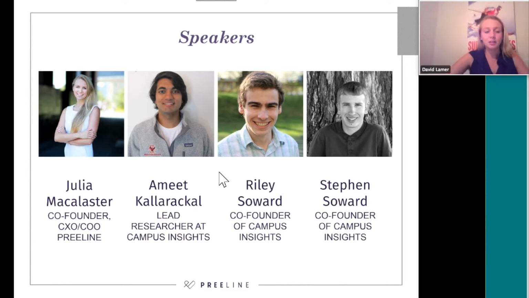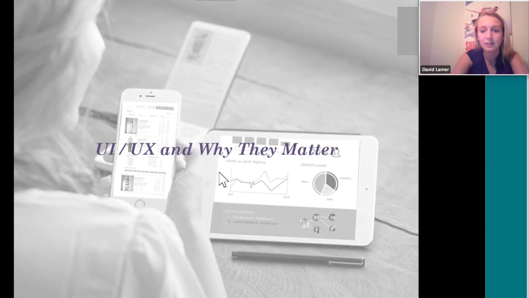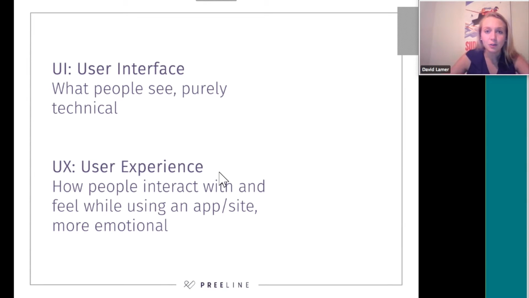So to start us off, we're going to go over what UX and UI are and why they matter when you're starting a company. UI is the user interface. That's what the person sees. Whereas UX is the user experience, with the X from experience. And that's really how the user is interacting with that item or feeling about that item. So UI is a lot more technical in terms of just what they see, and UX is a lot more emotional in terms of how they feel when they actually are at your platform.